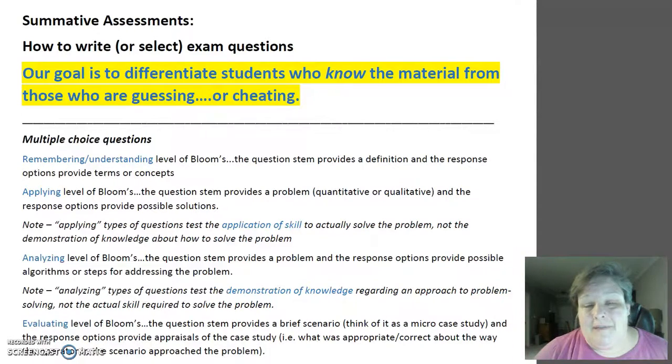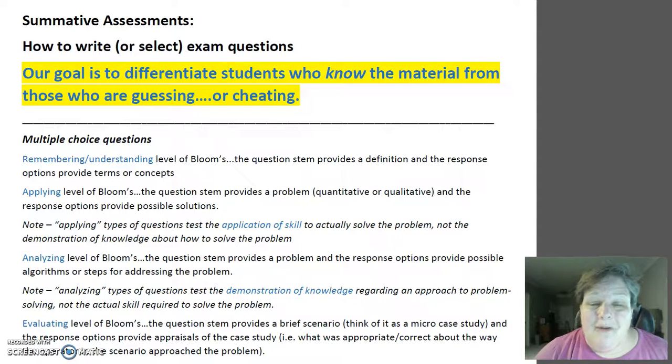Now, I say select because I know you're going to be tempted to go find the test bank that the publishers provide, but I am going to encourage you to think about writing some of your own exam questions because students do know how to find answers to questions that are online.